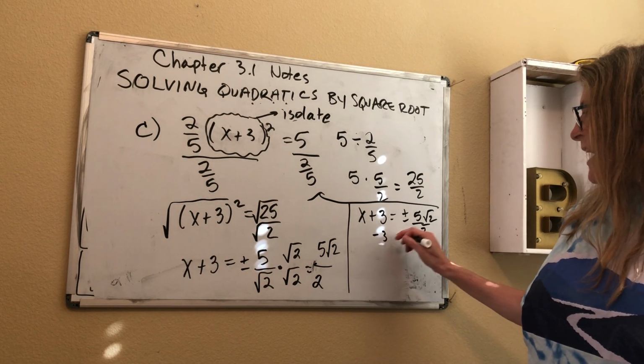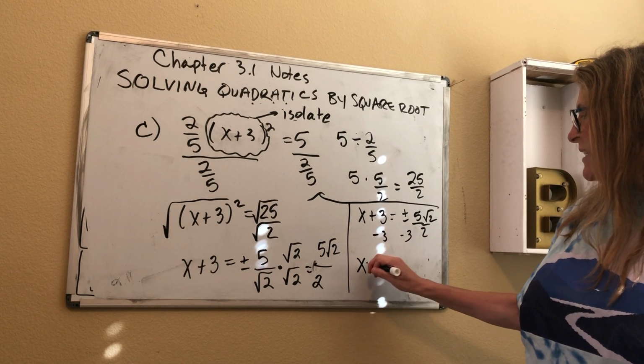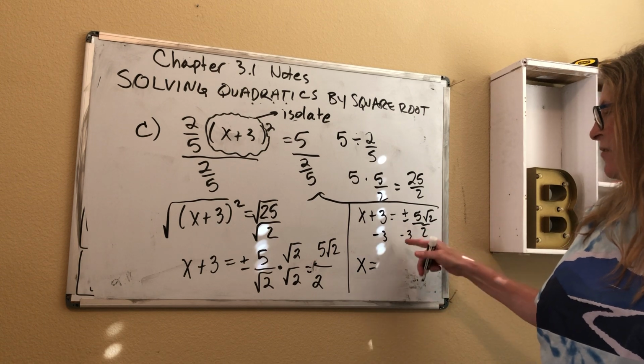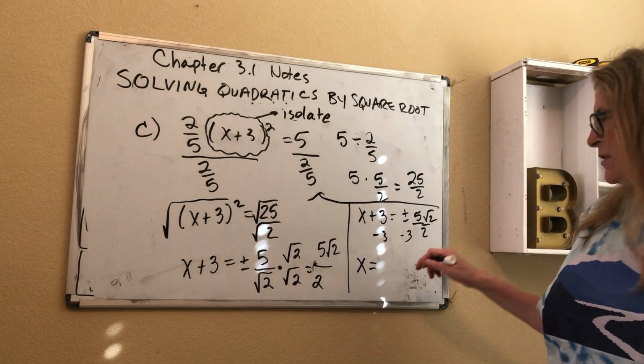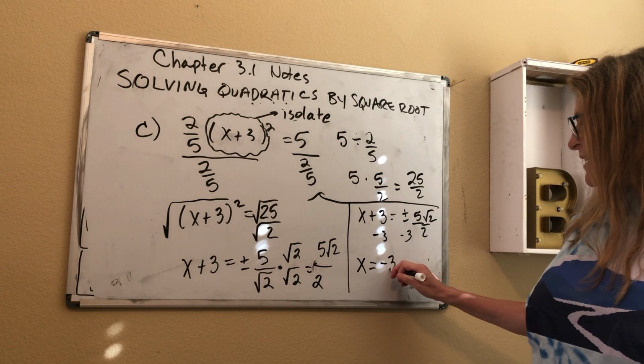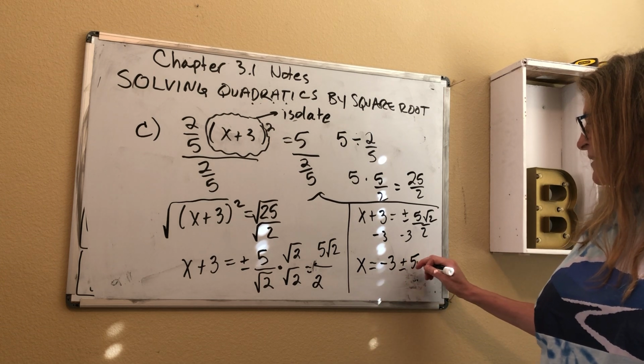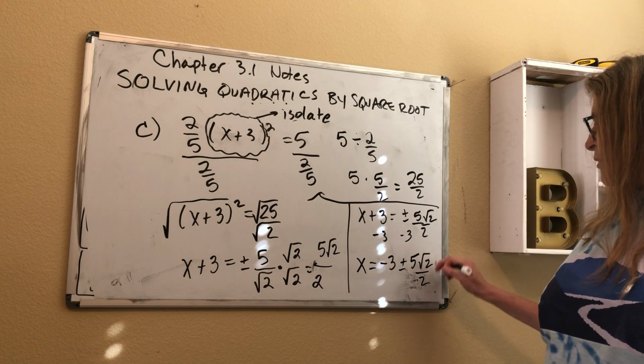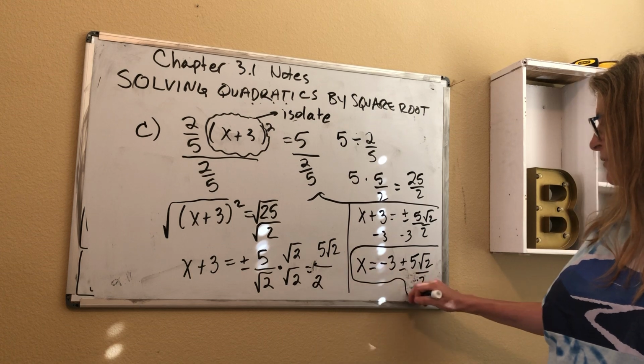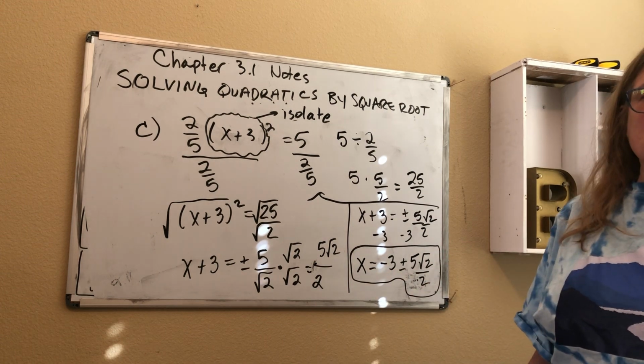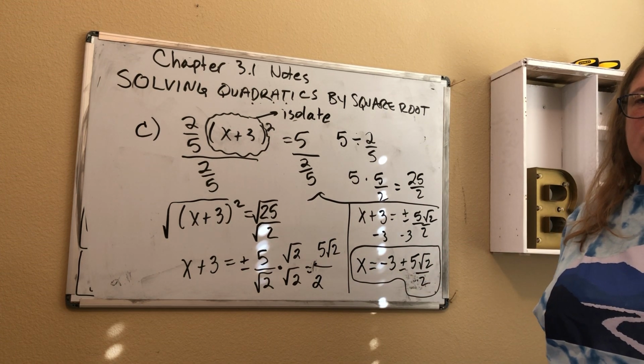So I'm going to subtract the 3, and I've got x equals, now I can't combine a negative 3 with something with a root. So I have to leave it as negative 3 plus or minus 5 root 2 over 2. And there are my solutions for solving with square roots.